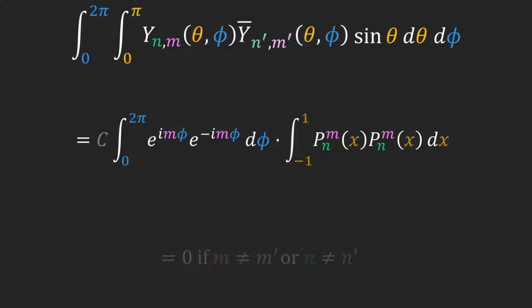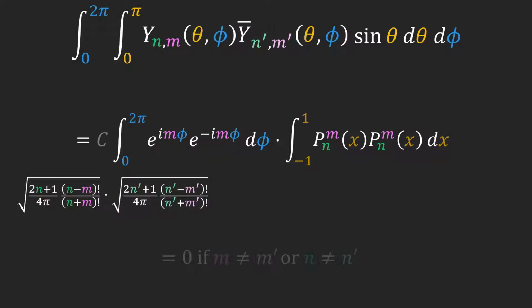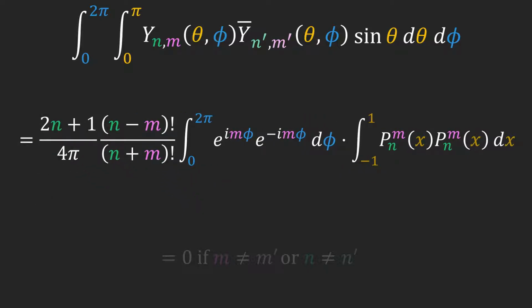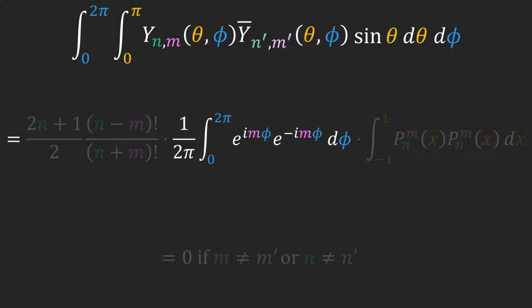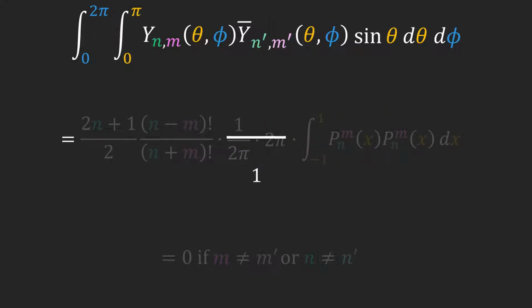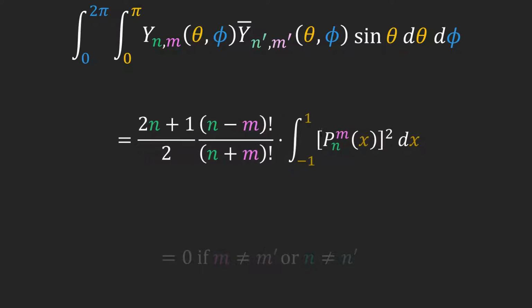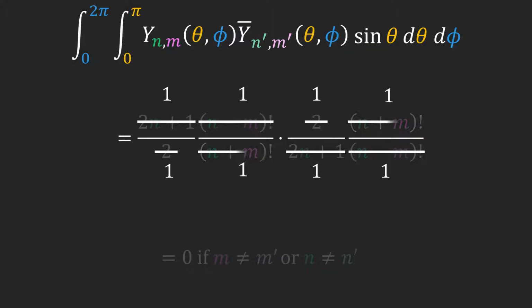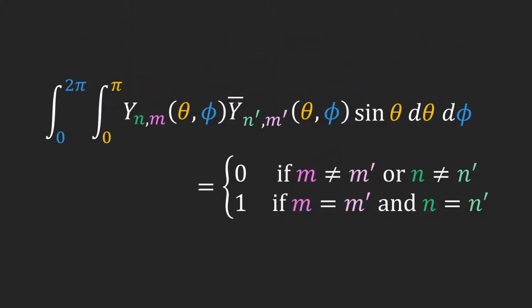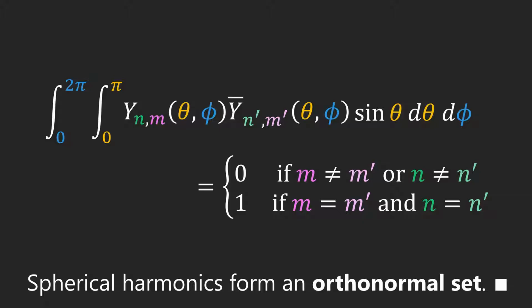Finally, what happens if m equals m prime and n equals n prime? Here we'll need that constant we've been ignoring, which, conveniently enough, now features the same factor twice, so we don't need that square root anymore. If we bring a 1 over 2 pi over to the first integral, then it evaluates to 1. Then, with the remaining integral, we can use the orthogonality relationship we saw earlier with the associated Legendre functions to show that once again we get 1. Thus, our set is orthonormal.